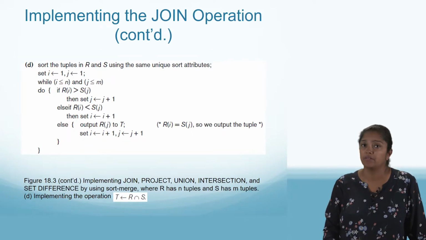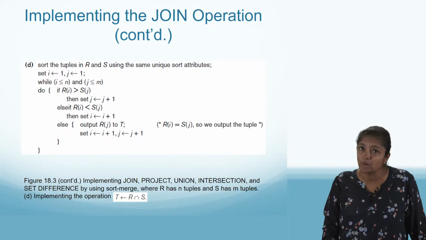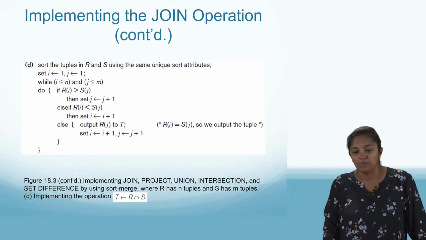And in a similar way, we have the intersection operation, where we want to keep only those tuples that are common in both the tables.